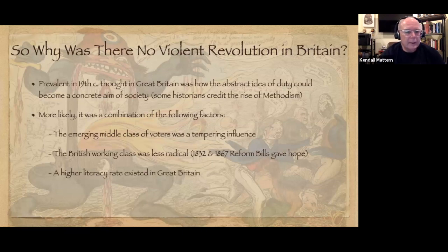There's also a much higher literacy rate in Great Britain than anywhere else in Europe. Therefore, that clearly had an impact, because people were reading newspapers and better informed, less exposed to conspiracy theories and all that.